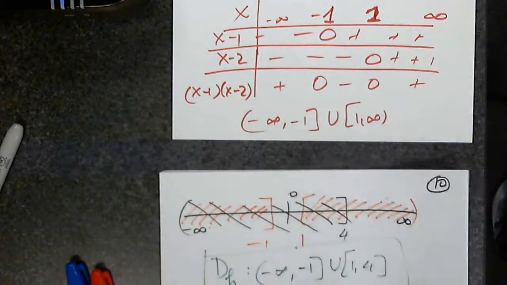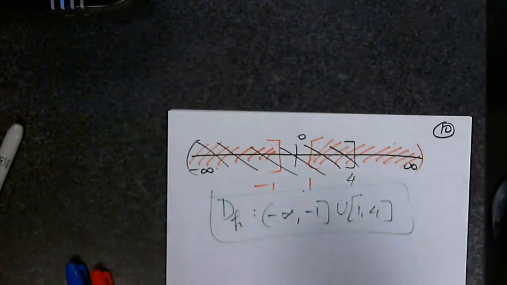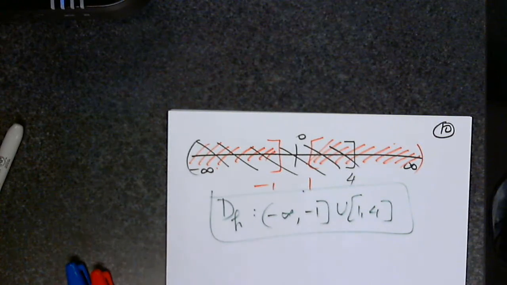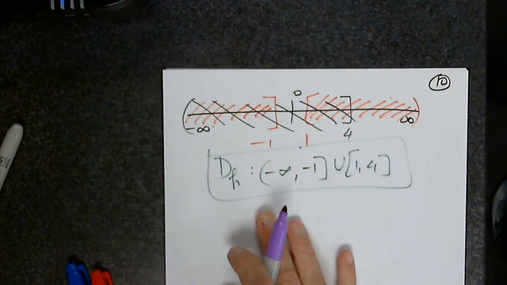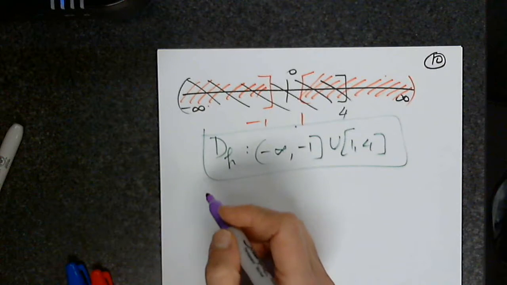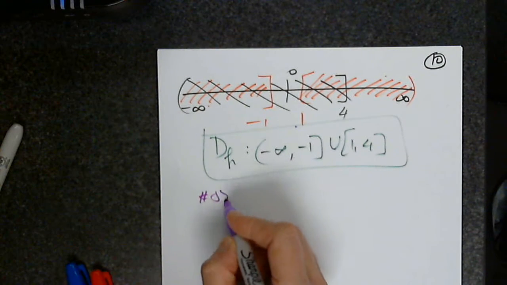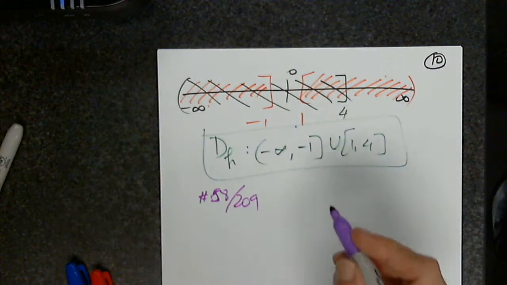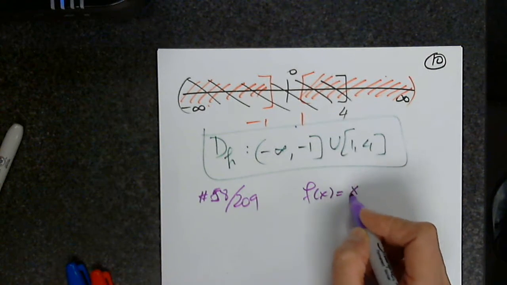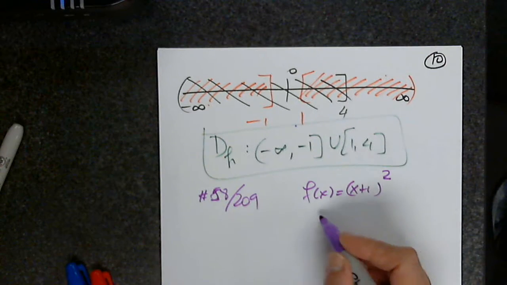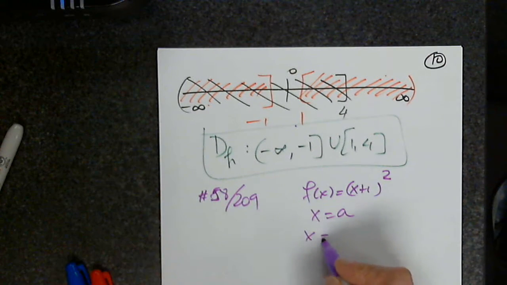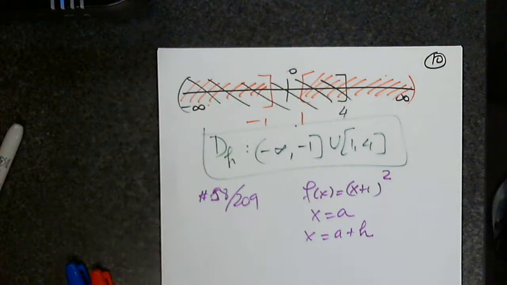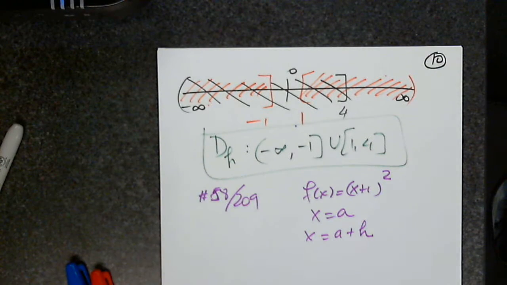Good, so that was the concept of domain and common domain. Let's look at the average rate of change of the function between the given points. So let's say we have problem 58 on page 209. And we are given f of x equals x plus 1 squared. And we are given x equals a and x equals a plus h. Find the average rate of change of the function between the given points.